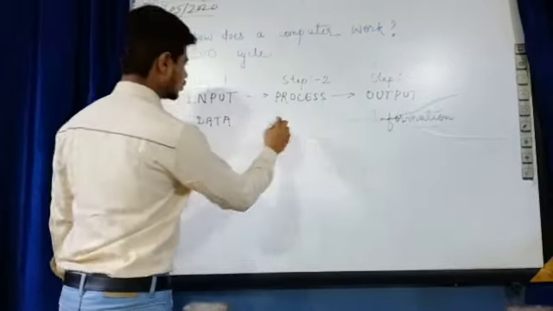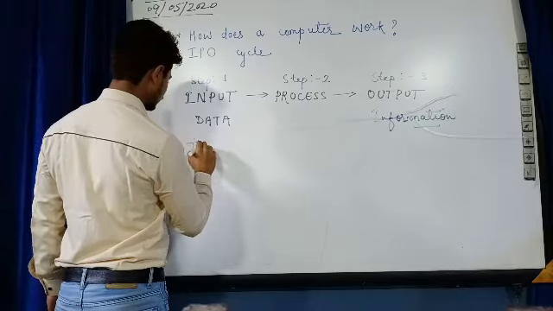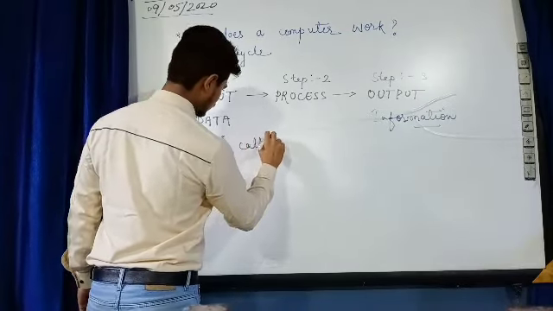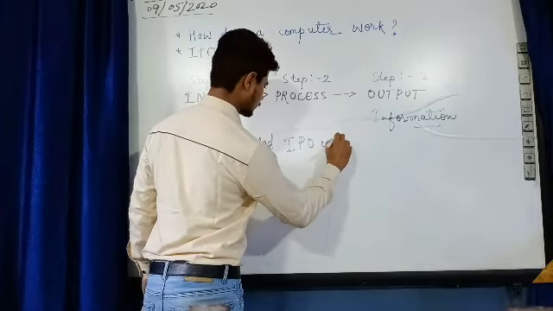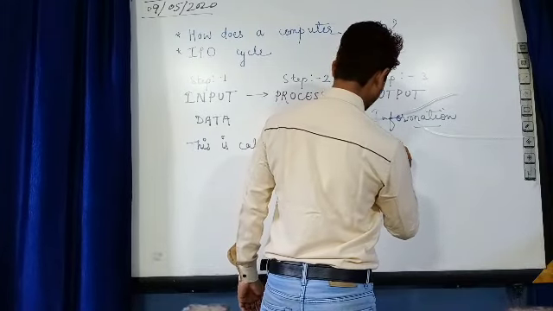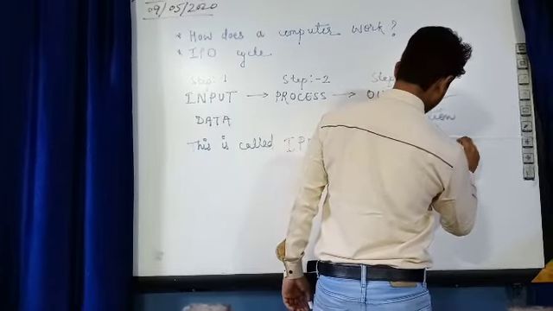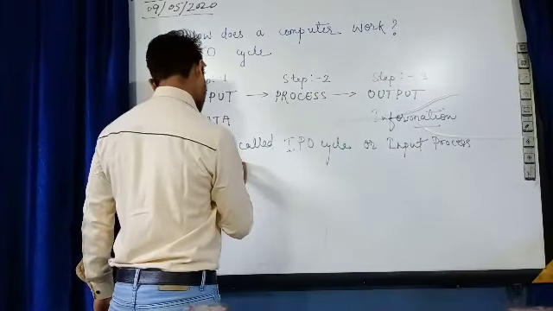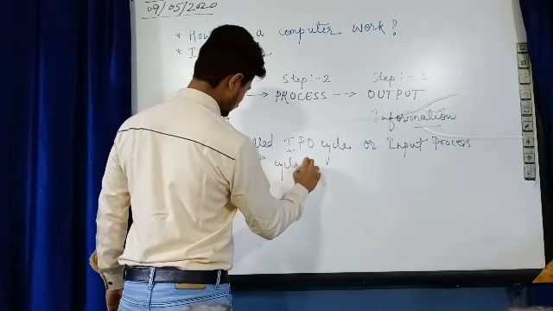So students, these steps are known as the IPO cycle, or the input, process, output cycle.